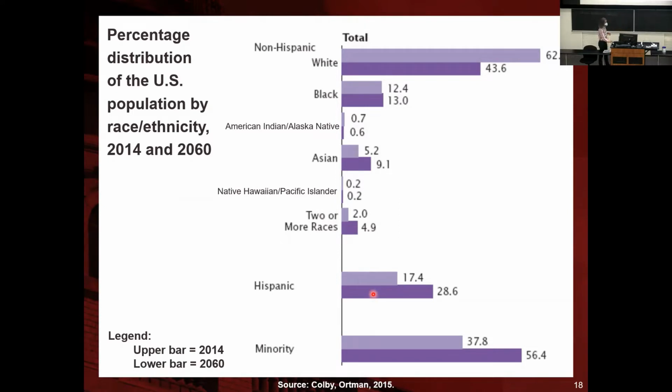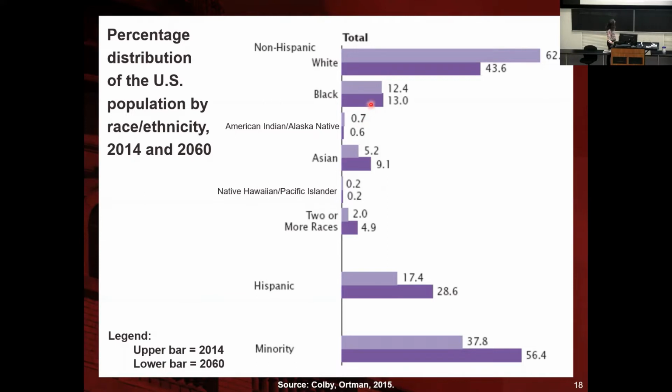And you see the projections, the non-Hispanic white population expected to drop from 62% to 44% in the period. The Black population around the same level, 12, 13. The American Indian, Alaska Natives, around 0.7, 0.6%. Asian population increasing, 5.2, 9.1. Native Hawaiian Pacific Islander also around the same. Two or more races increasing from 2 to 4.9. So you start to see also intermarriage of people from different race ethnicity groups, and then the coming generations will self-classify as having two or more races. And the Hispanic population increasing from 17 to almost 29% in the period.